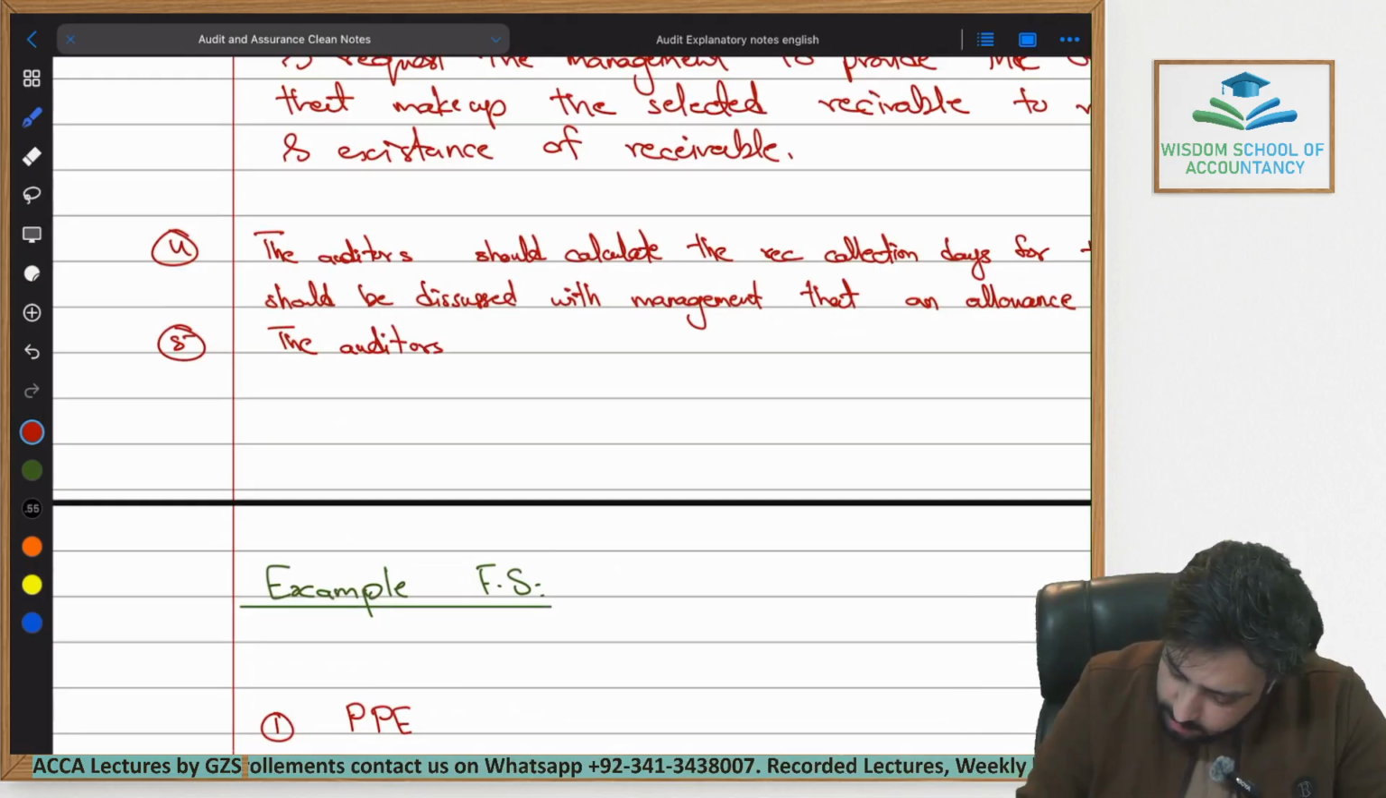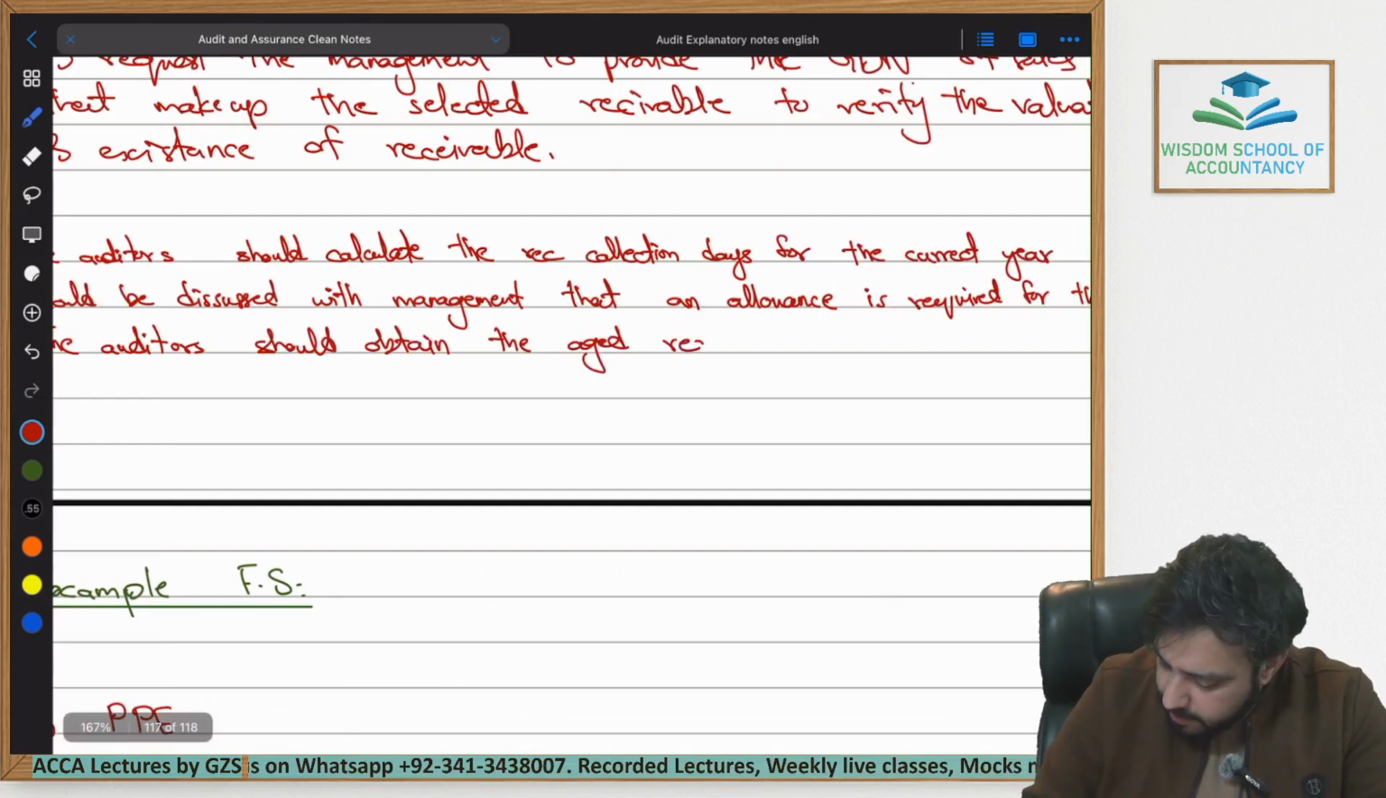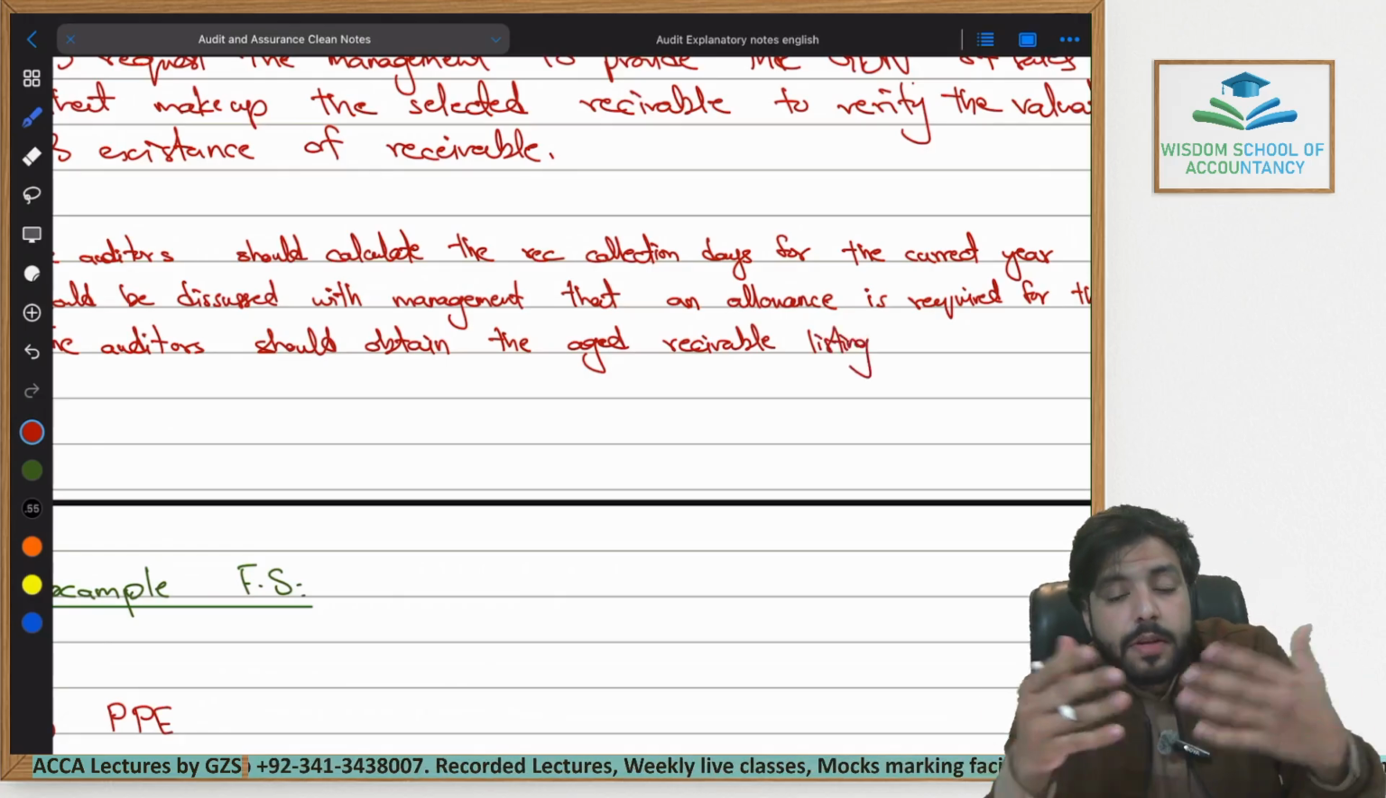The auditors should obtain the aged receivable listing. The auditors will obtain the aged receivable listing. What will they do after that?